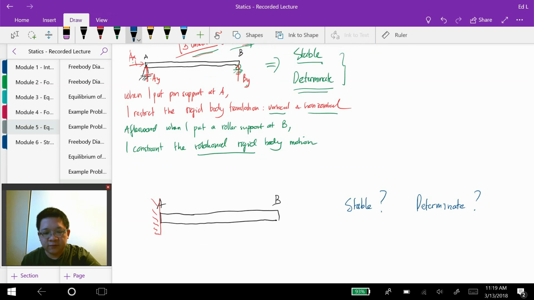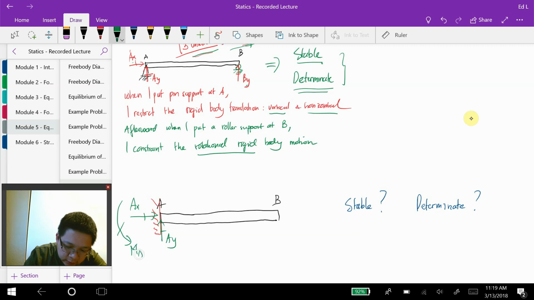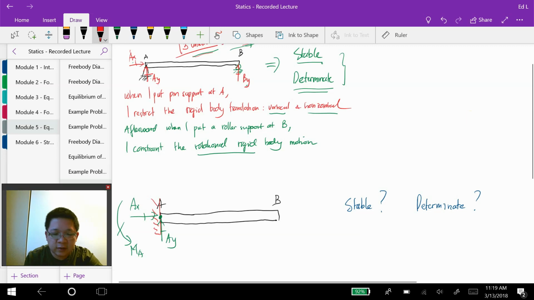Well, remember a fixed support? In a fixed support, how many reactions do we have? We have 3: AX, AY, and MA. This MA is really happening at A. I just drew it a little bit far away from A for clarity. So there are 3 reactions, AX, AY, and MA.